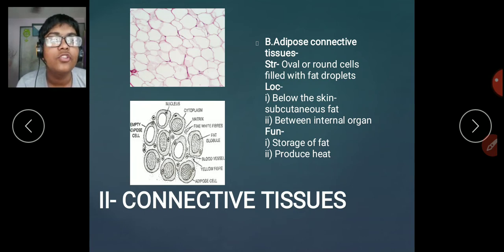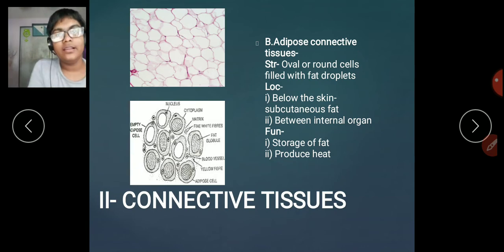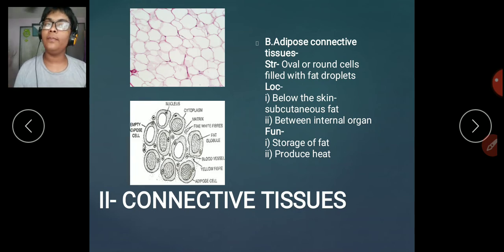Again, like the previous one, goblet cells, if you remember the location, you will remember the function. If you remember the function, you will remember the location. So just remember any one of them, and you will automatically remember the second one. The first is the location. The location is below the skin, the subcutaneous fat. The fat below the skin is the adipose tissue, and it is also found between the internal organs. So its function is that it stores fat.